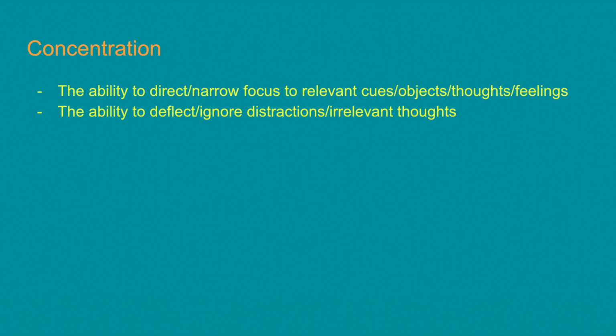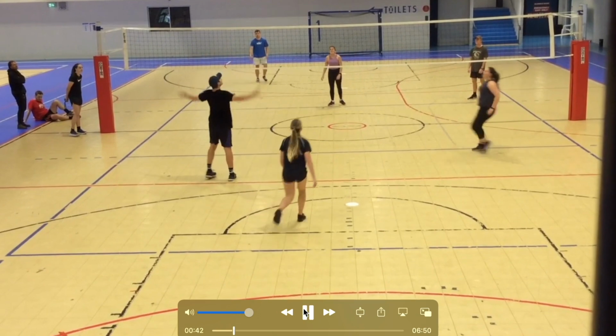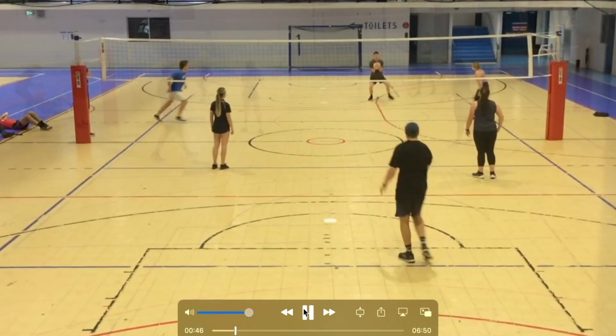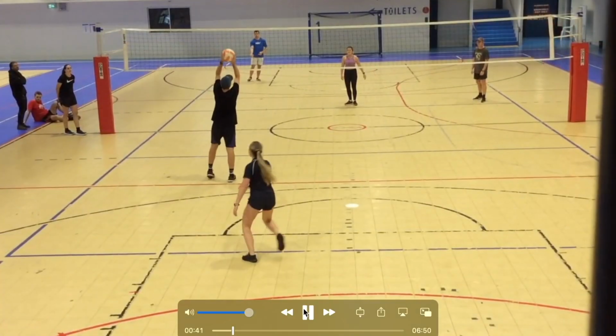Concentration can be difficult to observe, however it can indicate a learner's ability as either beginner or more advanced, through characteristics such as the ability to direct attention, refocus or narrow to relevant objects or cues, and to ignore or deflect distractions. In 3-on-3 volleyball, there is a primary rule that requires the ball to travel in the direction in which the player is facing when the ball is caught.